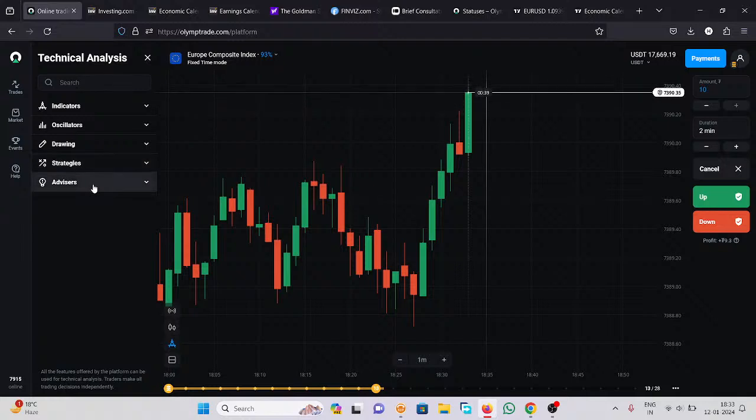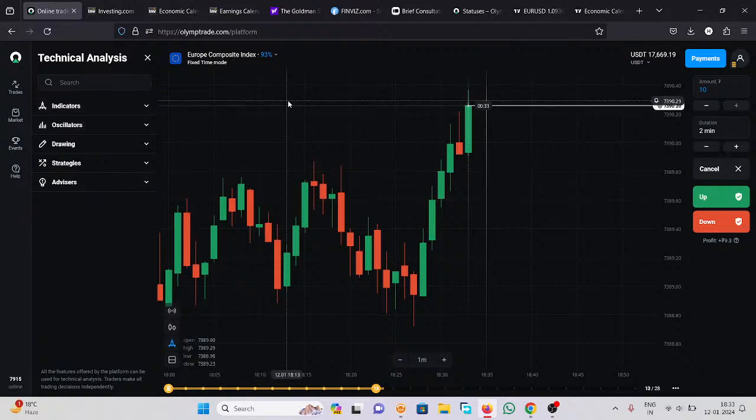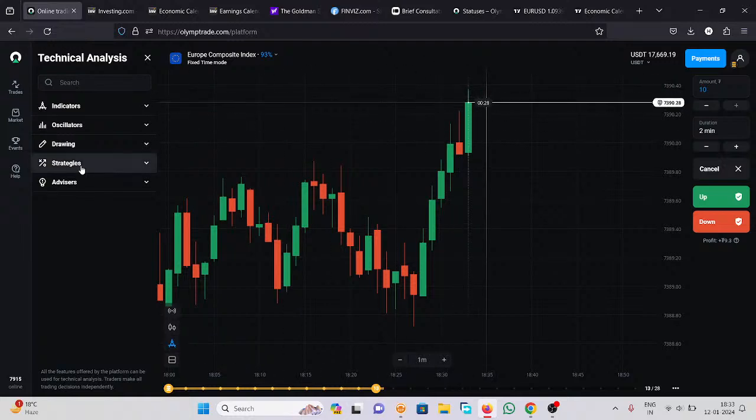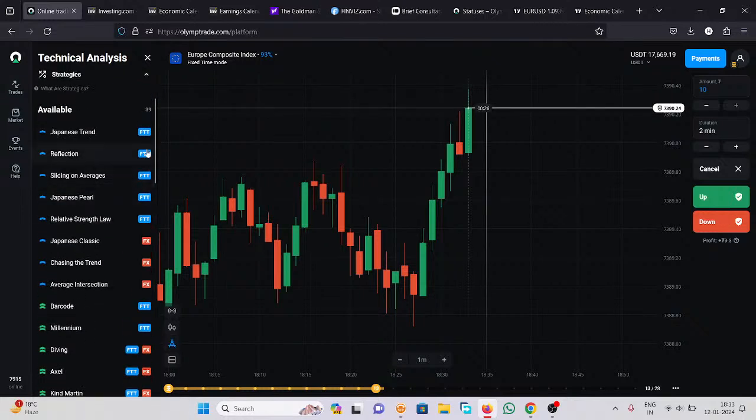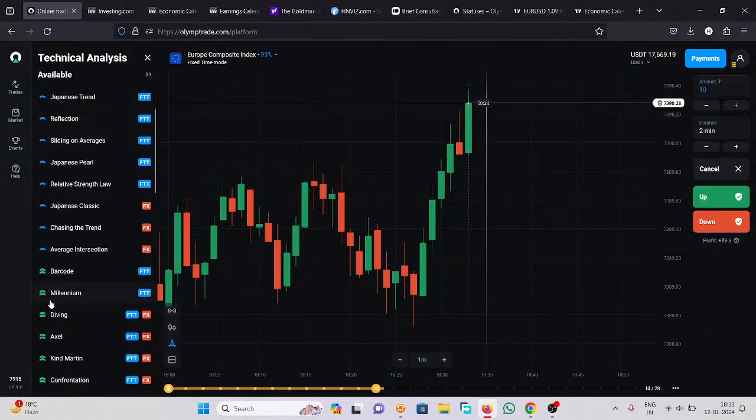If you are using the mobile application, this list, which is now vertical, will appear horizontally: indicator, oscillator, drawing or strategy, and so on. You need to go to the strategy section. Once you click on strategy, you will get some strategies.